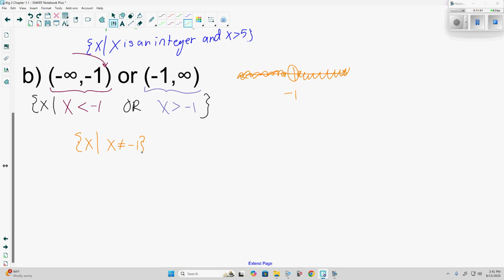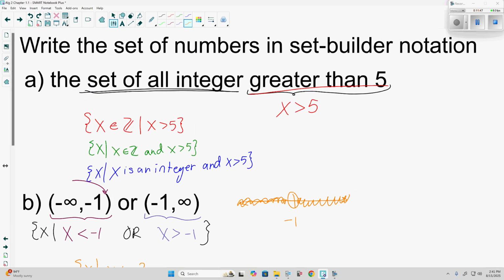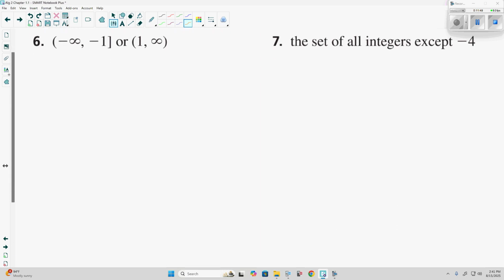Are you ready for part C? I don't think there is a part C. I think you just go straight to 6, 7. Let's look at number 6.